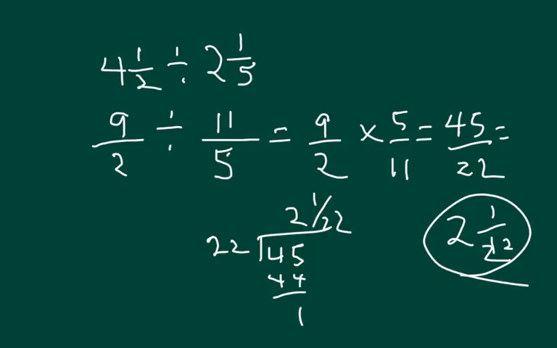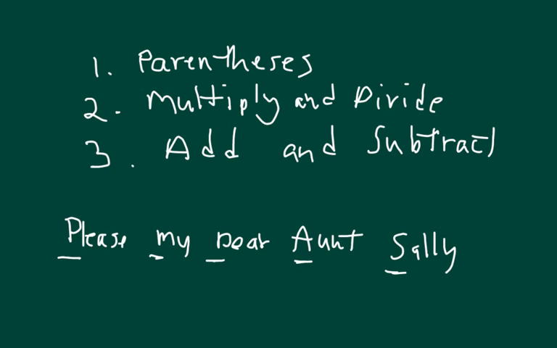This is order of operations with fractions. Next slide will be order of operations. The order of operations with fractions is the same as it is with whole numbers. You do anything in parentheses first, then you multiply and divide any multiplication or division you have, and then any addition and subtraction that you have. And we have this convenient little memory device, please my dear Aunt Sally.